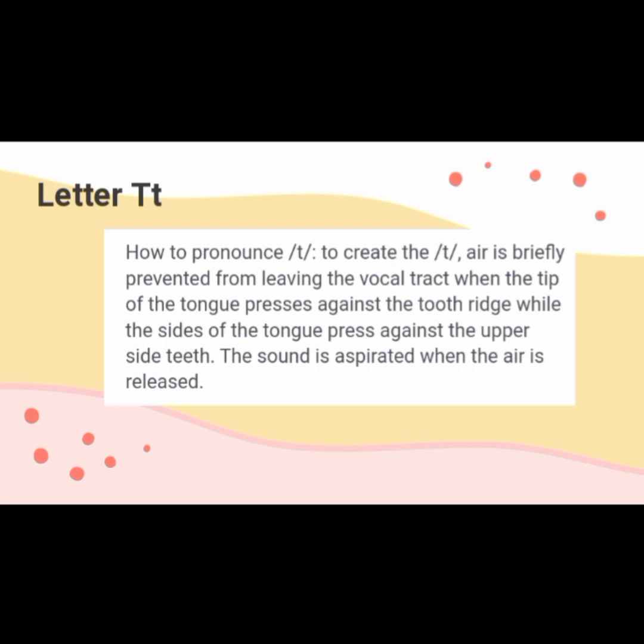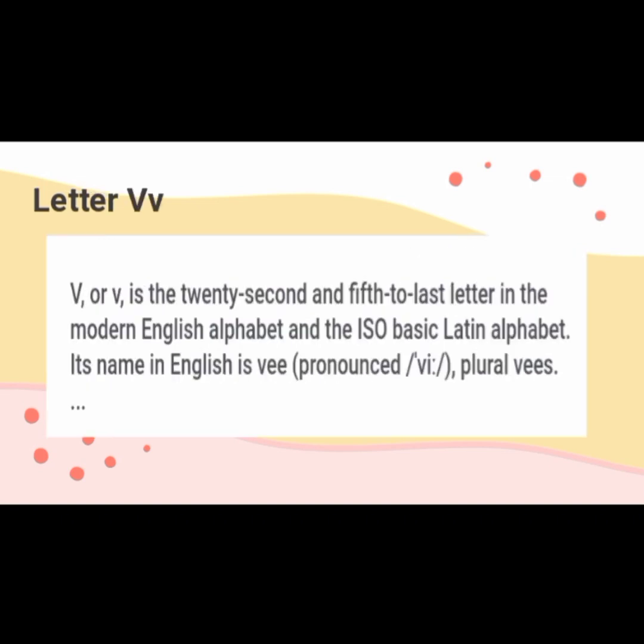How to pronounce T? To create the T, air is briefly prevented from leaving the vocal tract when the tip of the tongue presses against the tooth ridge, while the side of the tongue presses against the upper side teeth. The sound is aspirated when the air is released. For example, t, t. When you are producing the word treasure, you start your mouth from producing the sound of T, like t, treasure.